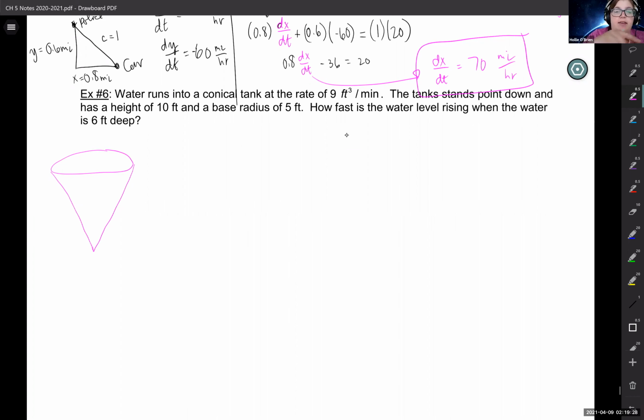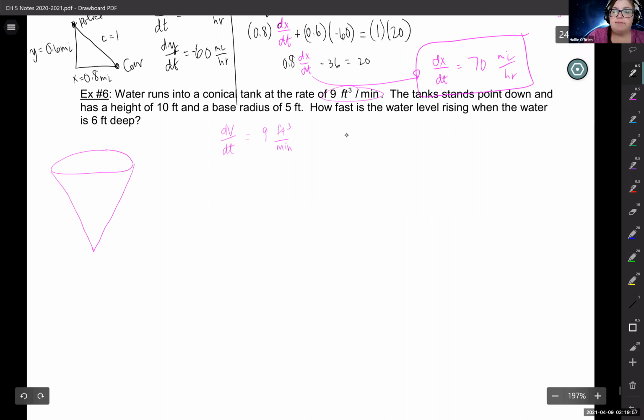So I drew my tank. I have a rate of change. I'm increasing the volume of water by 9 feet cubed per minute. So the water is going in at this rate. So this is the rate of change of my water. So 9 feet cubed per minute. And this is dV/dt because it's a rate of change of volume per time. Volume has units cubed. All right.